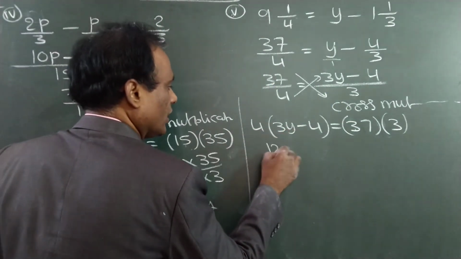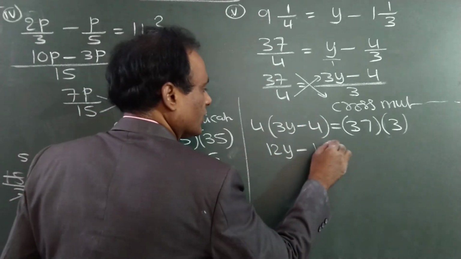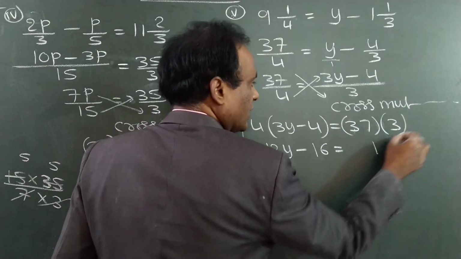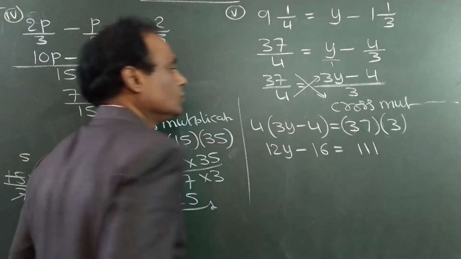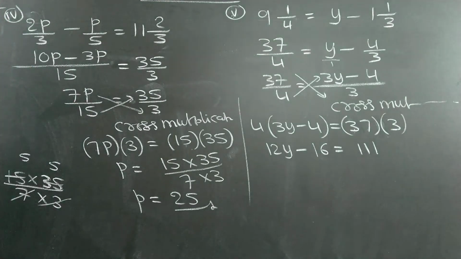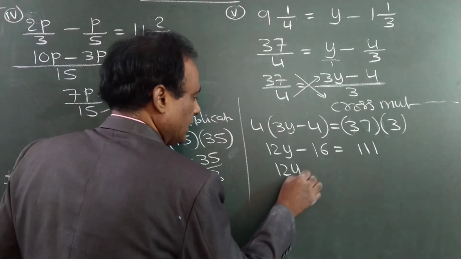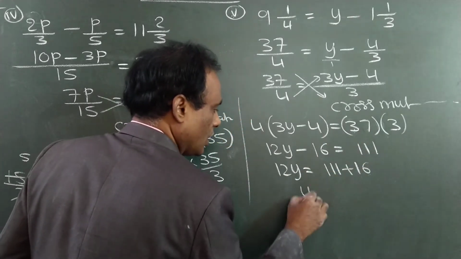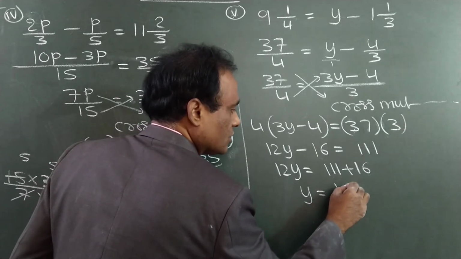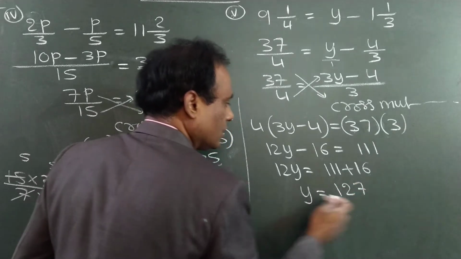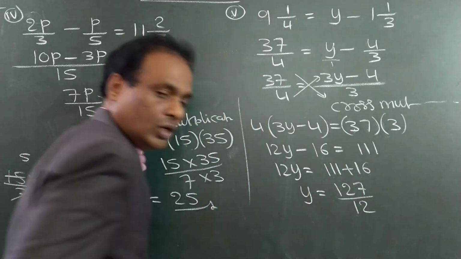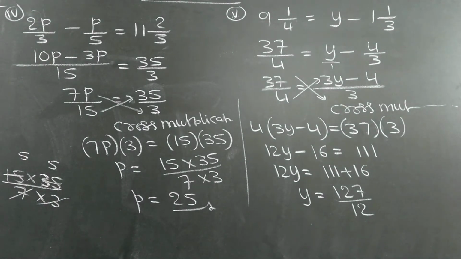4 into 3, 12y. 4 into 4, 16. What is 37 into 3? 3 7s are 21, 3 3s are 9, 111. Take minus 16 that side, plus 16. How much? 127. 12 is in multiplication. If you take that side, it will be the denominator. See the simplification. Check whether the simplification is correct or not.